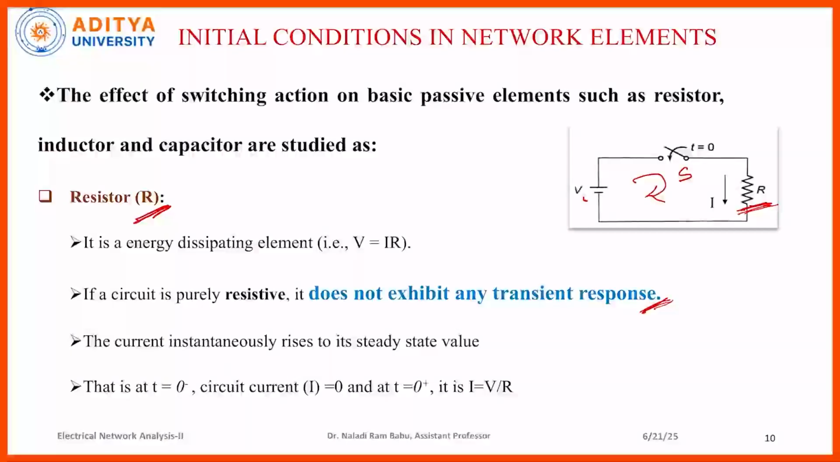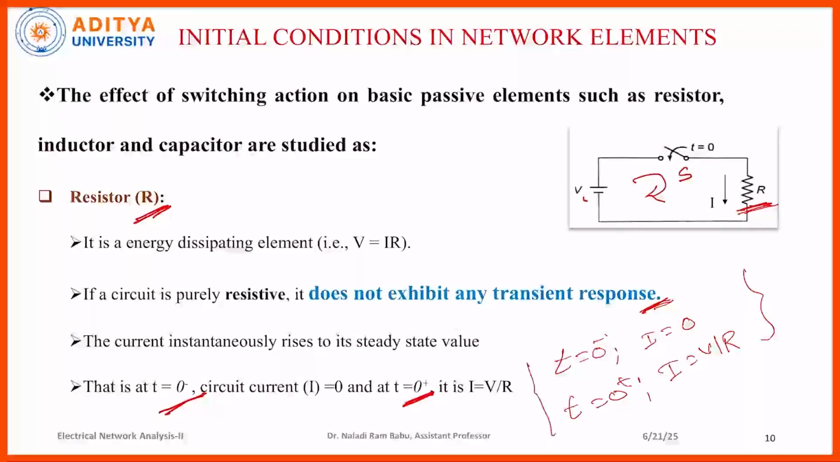Therefore, at t equal to 0 plus or t equal to 0 minus, I is given by V by R. At t equal to 0 minus, that is before closing of the switch, the current flowing through the resistor is I, which is equal to 0. At time t equal to 0 plus, that means immediately after closing the switch, the current I is given by I is equal to V by R. So before closing the switch, the current flowing through the resistor is 0, and after closing the switch, the current flowing through the resistor is I is equal to V by R.